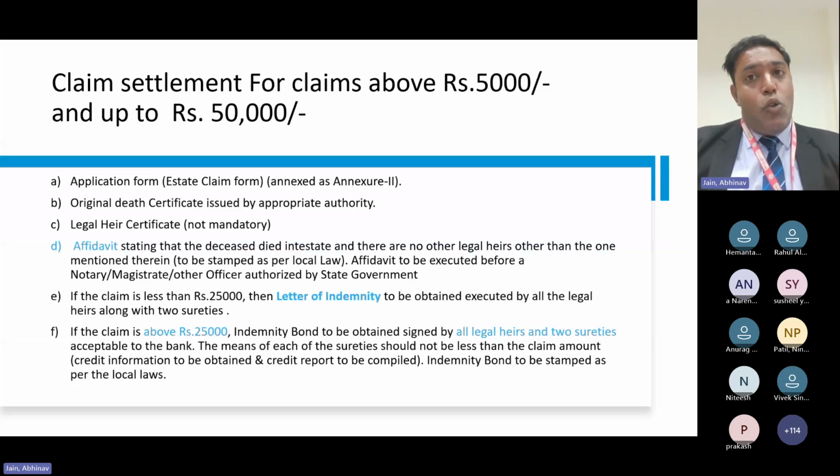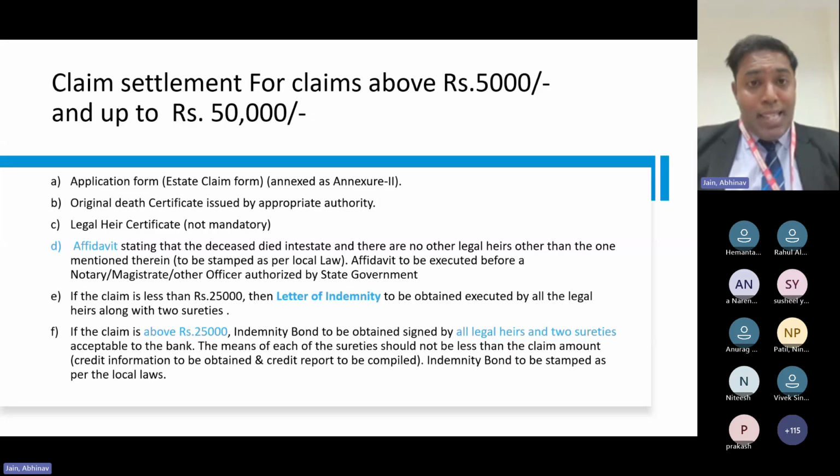Then again, there are two bifurcations in claim settlement. If the amount is above 5,000 and up to 25,000, let's say 24,999, a letter of indemnity will be obtained and executed by all legal heirs along with two sureties. And if the claim is above 25,000 and up to 50,000, an indemnity bond has to be taken from all legal heirs and two sureties. So please do understand the answer to this question.